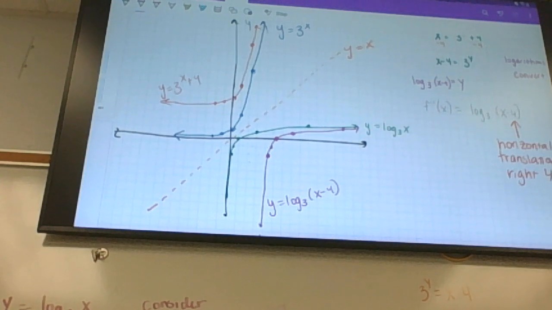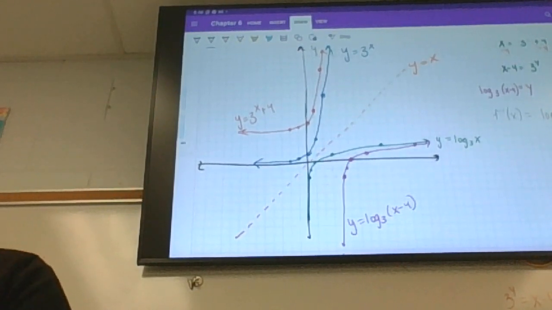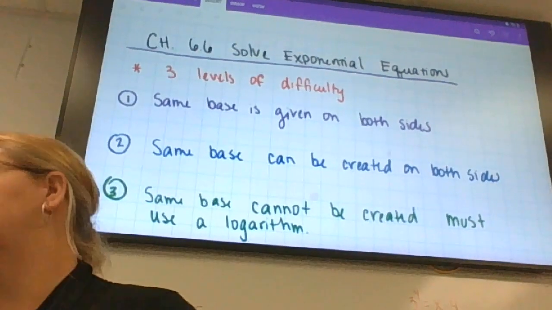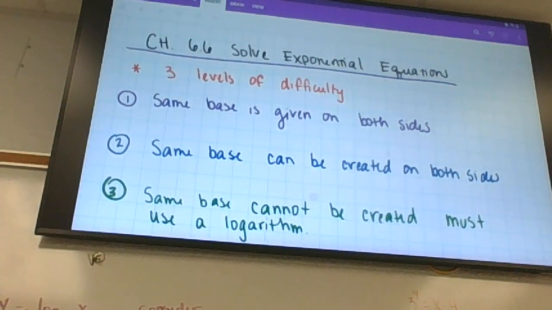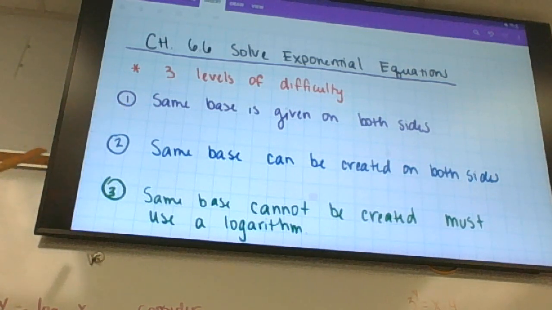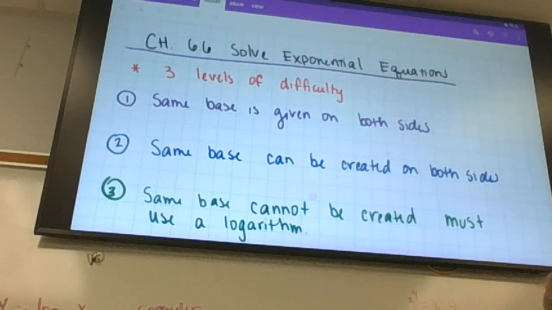Do you remember what Thursday was? 6.6. Okay, so there are 3 levels of difficulty. First is the most basic. It's going to start out really straightforward, and the problem will show the same base on both sides of the equation. This is your best case scenario.